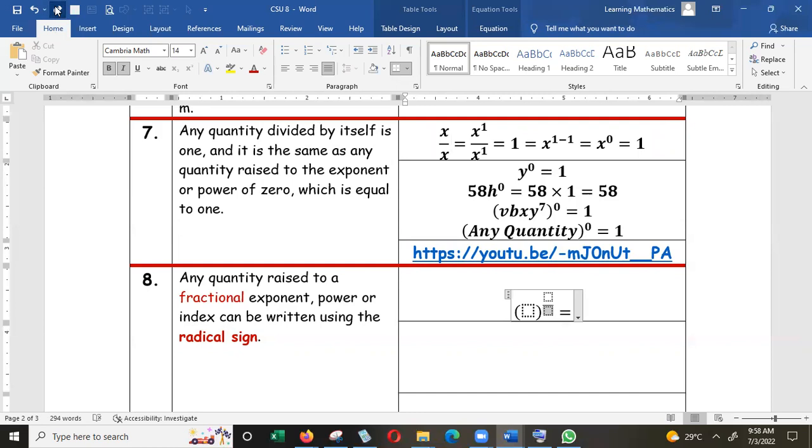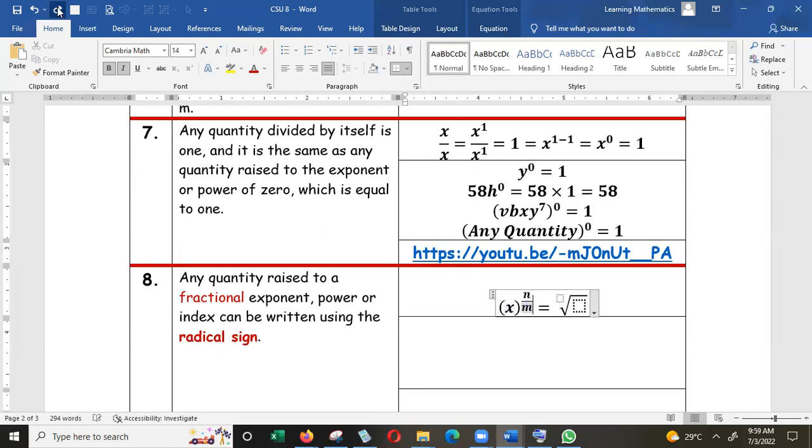So here we're going to set up the situation of a fractional indice and the use of the radical sign. As you can see, this is the radical sign, and it has made provisions for the degree. The degree comes here in this box, and it's the denominator in the fraction. So bear that in mind. So let's say you have x raised to the n over m. n is the numerator, m is the denominator. This can be rewritten using the radical sign.